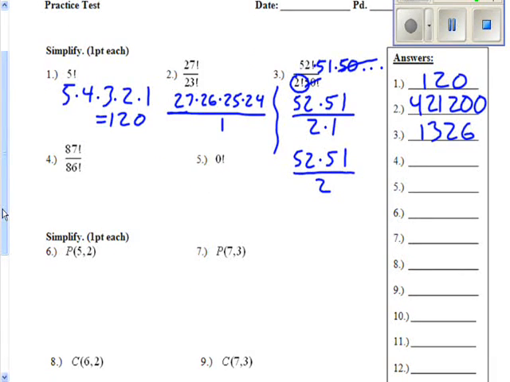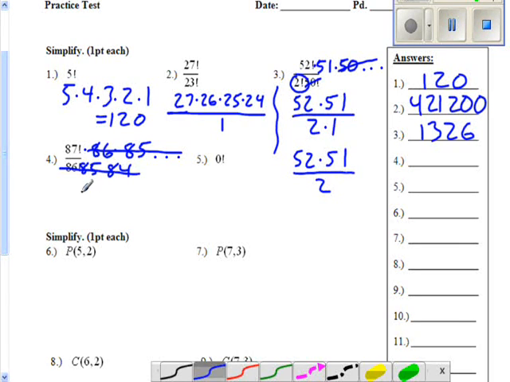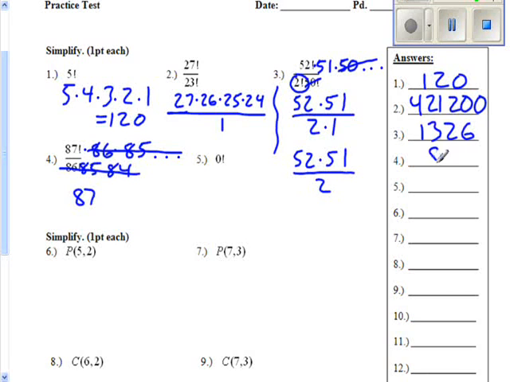Okay? For the next one, again, very similar. 87 factorial is 87 times 86 times 85 times 84. Okay, and we could write some of those out. 86 times 85, and then it keeps going. And what happens, all of this stuff, everything from 86 on down cancels. So in my numerator, all I'm left with is that very top number, which is the 87.